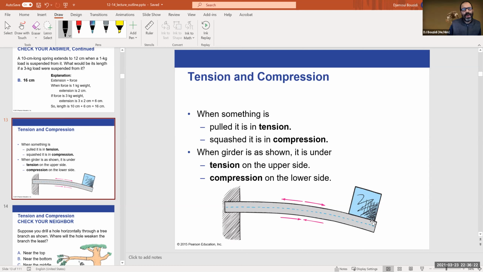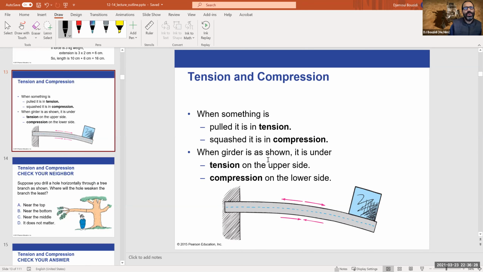So these are some of the properties of solids in general, not necessarily just metals, because it's also true for concrete, which is not a metal.